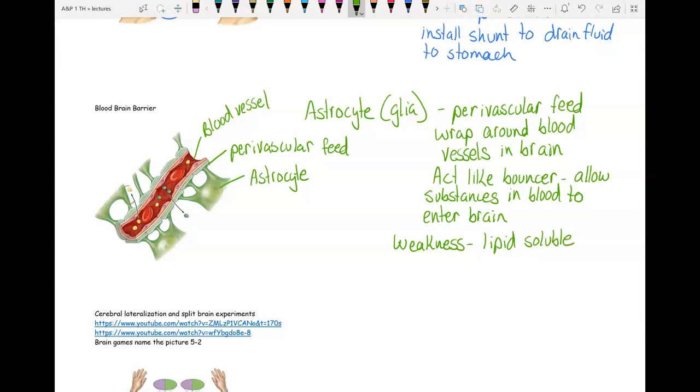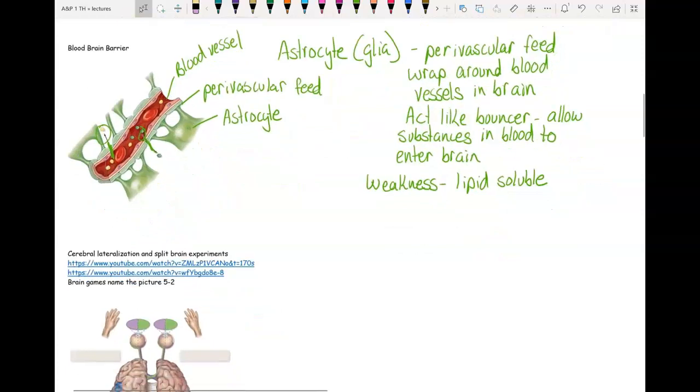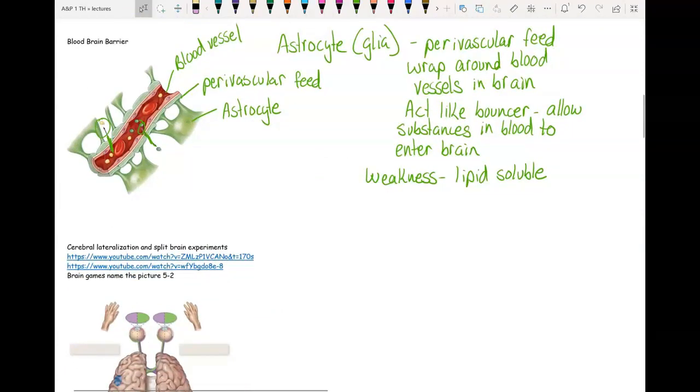You can see here this yellow one is showing lipid-soluble. See how here this is a glucose? It goes between the perivascular feet. Look at the lipid-soluble. It goes through the perivascular foot. Cell membranes are lipid, and the astrocyte is a cell, so it has a lipid cell membrane. So substances that are lipid soluble can pass through the membrane.